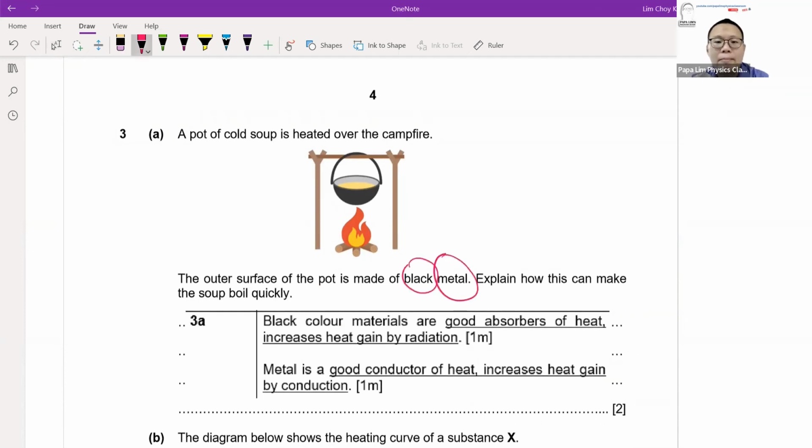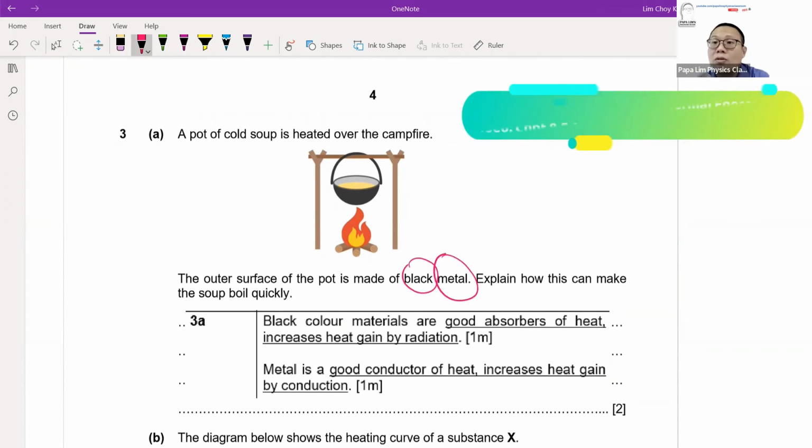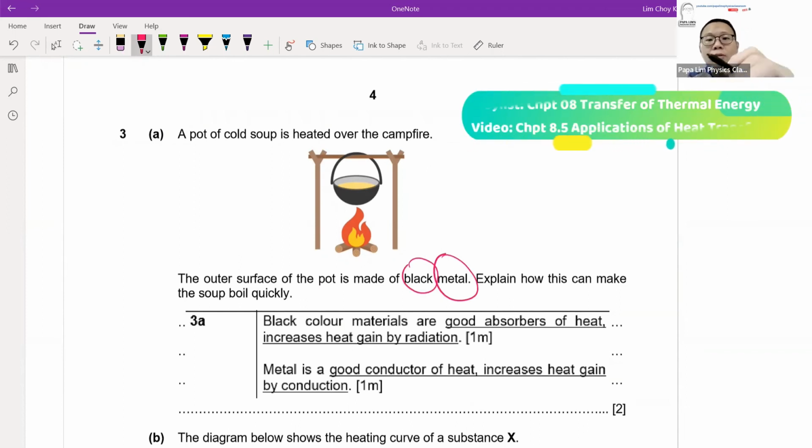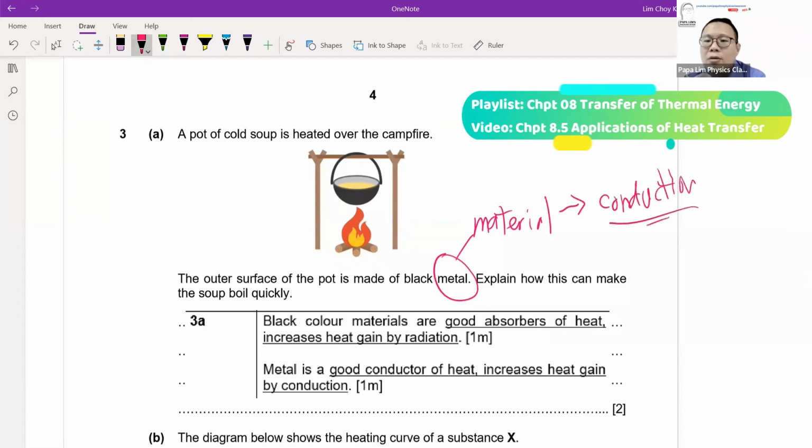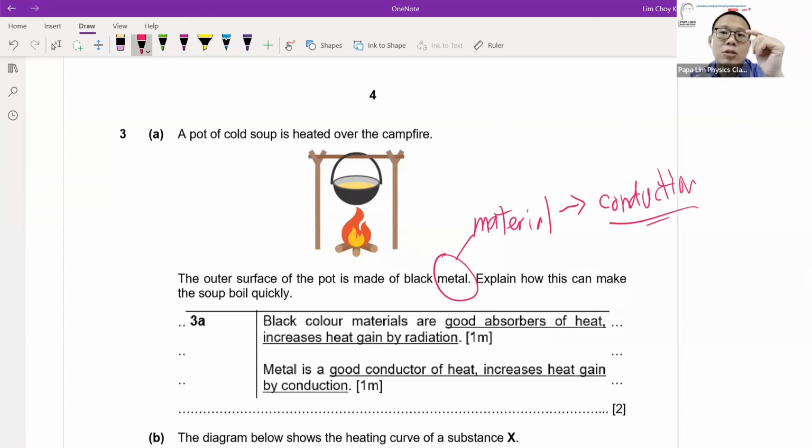When you look at black matter, there are two things that the question is trying to tell you. The first thing, matter, refers to the material of the object. Whenever we deal with material, the mode of transfer that we're looking at is primarily conduction, whether it's fast or slow. Regardless, the clue matter, which belongs to the material section, tells us the mode of transfer will most likely be conduction.